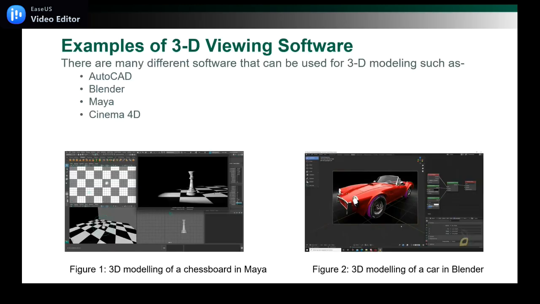These are some examples of viewing software. There are different kinds of software that can help you to achieve 3D viewing, such as AutoCAD, Blender, Maya, Cinema 4D, and there are also many more like ZBrush, Shade 3D, SketchUp, and these are just examples of the UI of these software. In figure 1, you can see chessboard 3D modeling in Maya software, and in figure 2, it's a 3D model of a car in Blender.